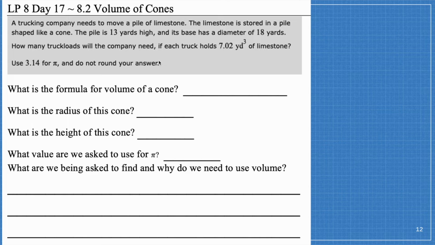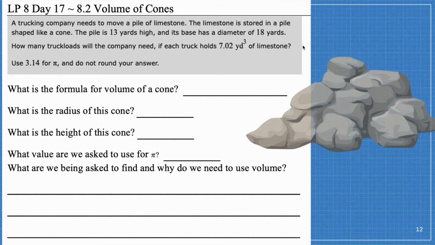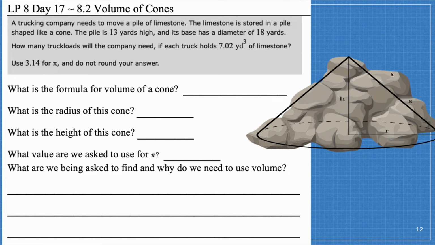So lots of information here. First, let's picture this pile of limestone. I know it should probably be smaller rocks, but that was the cutest cone-shaped one I could find. So we're picturing this as kind of a cone shape, right? It's a pile that is 13 yards high, and it has a diameter of 18 yards. That's a little different. That's the first time they've given us diameter so far that I've seen.